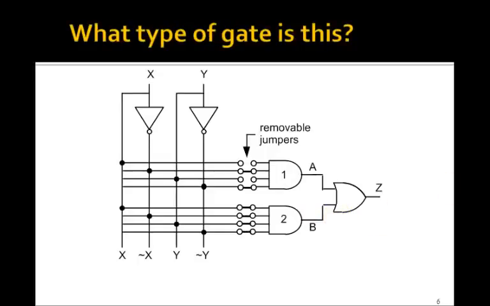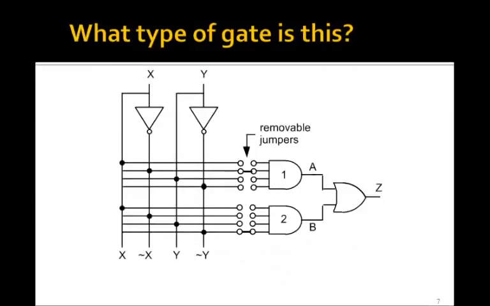Okay, see if you can figure out what kind of gate this is. If you close all these, what's B? 0. But now I connect this to not X and not Y. So A, and therefore Z, is going to be not X and not Y. What's that? Well, not X and not Y, we can apply De Morgan's theorem and get not (X or Y), which is what kind of gate? A NOR gate.